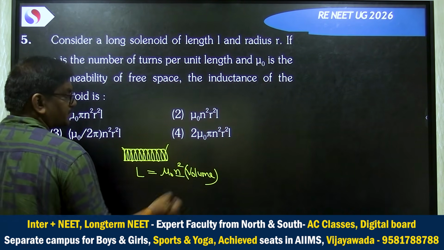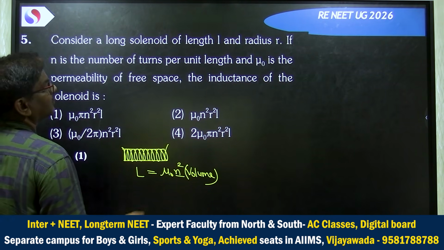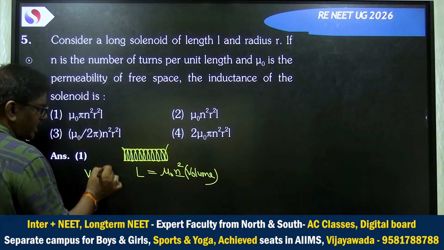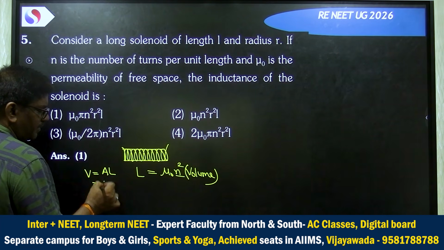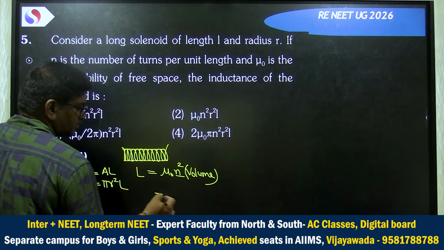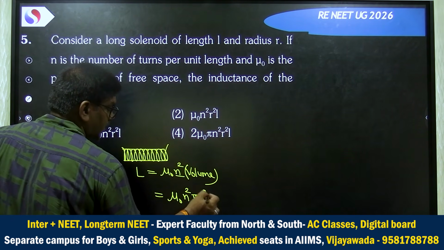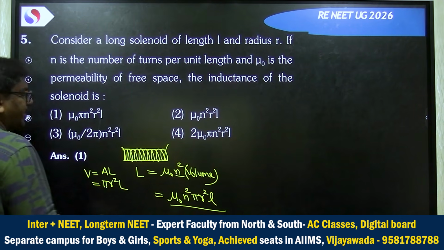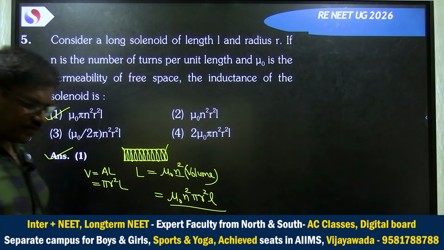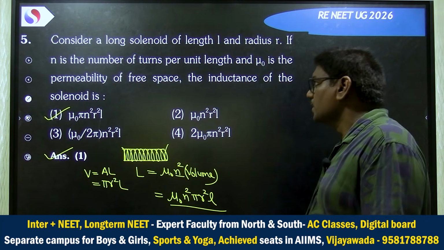n is the number of turns per unit length, mu naught is the permeability, and for the volume, length and radius are given to you. So it is a cylinder, so what is its volume? It is area into length, and area will be pi r square into L. So I am going to substitute these values here. So it is mu naught into n square into pi r square into L. All right, which matches option 1. Direct definition.